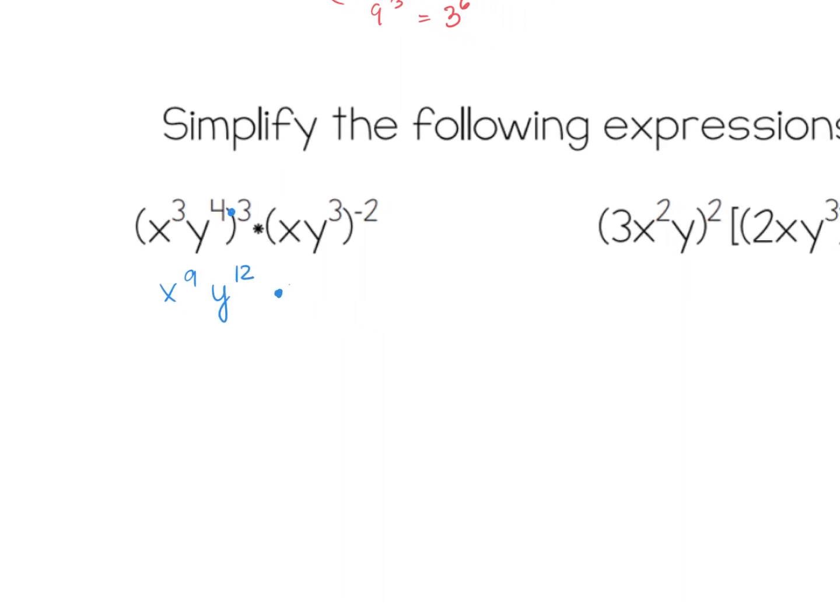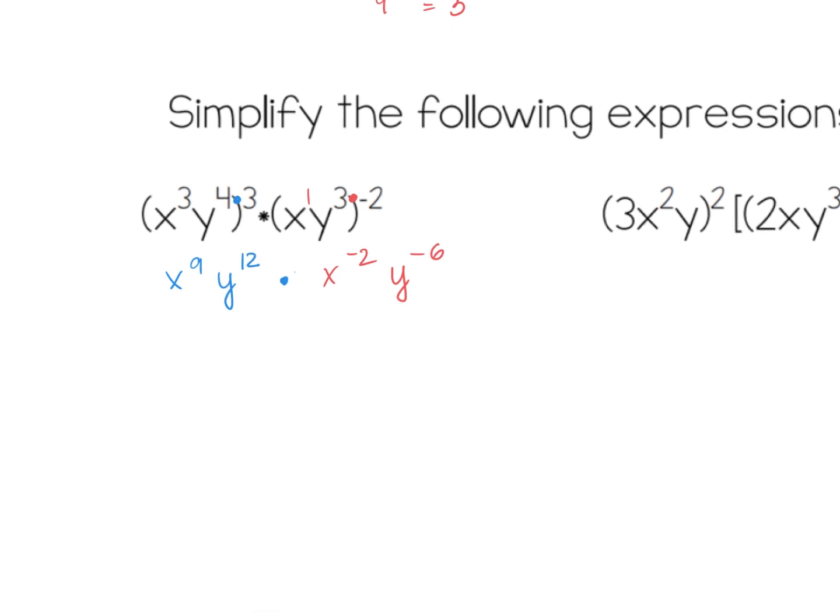Okay, we have to take another exponent. So we have x to the power of negative 2, because 1 times negative 2 is negative 2. Y to the power of 3 times negative 2, you have y to the power of negative 6.